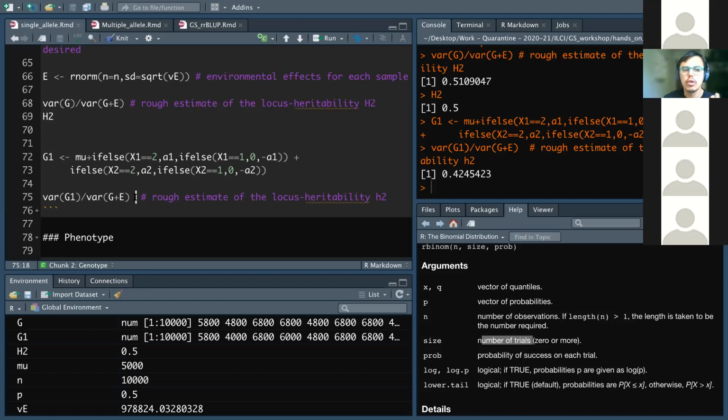As we have more non-additive effects, obviously the difference between the narrow and the broad sense heritability is going to be bigger. And here we only have two loci that control the phenotype.